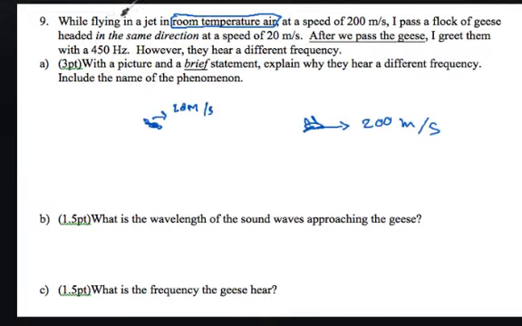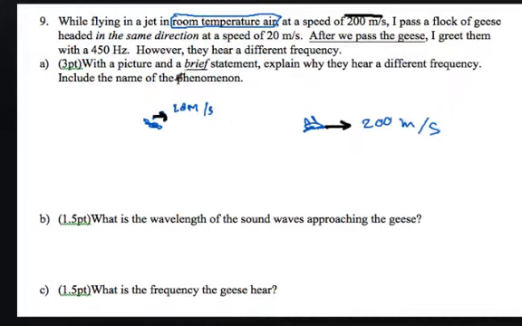Okay, in this problem we're flying in a jet in room temperature air, at a speed of 200 meters per second, and pass a flock of geese headed in the same direction at 20 meters per second. So I've drawn the geese here. They're going the same direction, 20 meters per second. You're going 200 meters per second.